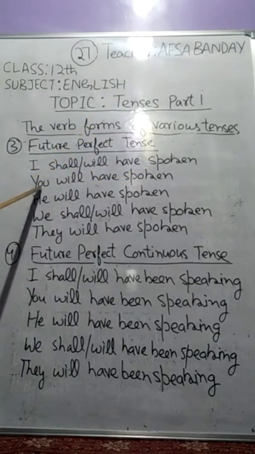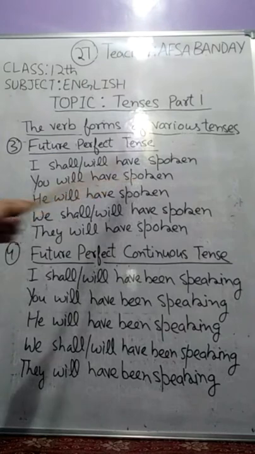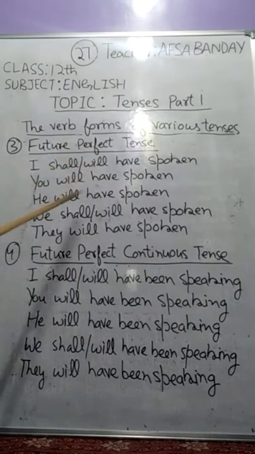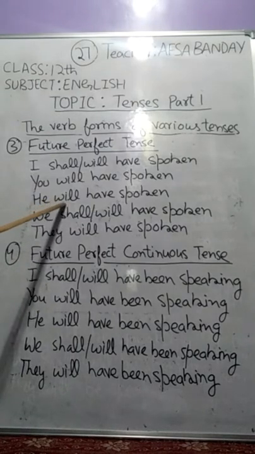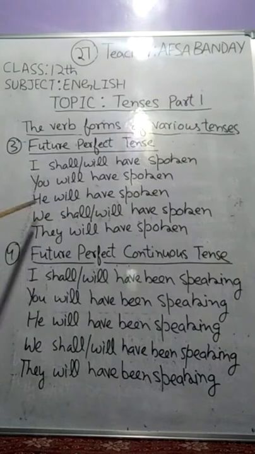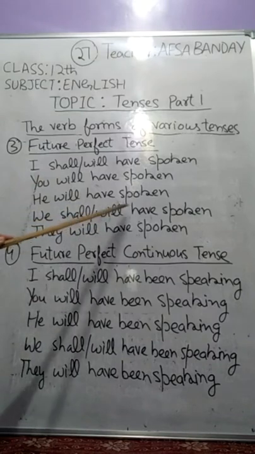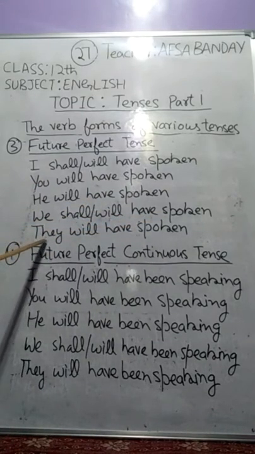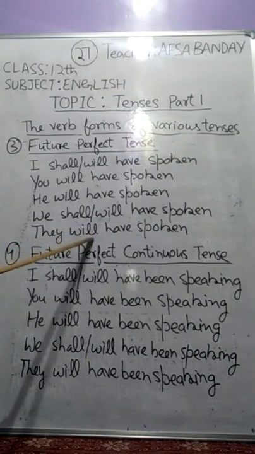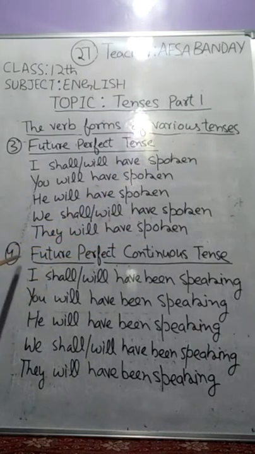Similarly, with you, we say you will have spoken with second person singular pronoun. With third person singular pronoun, that is he, she, or it, we say will have spoken. With we, it's first person plural pronoun, we use shall as well as will, and then have spoken. And then with they, we use they will have spoken.